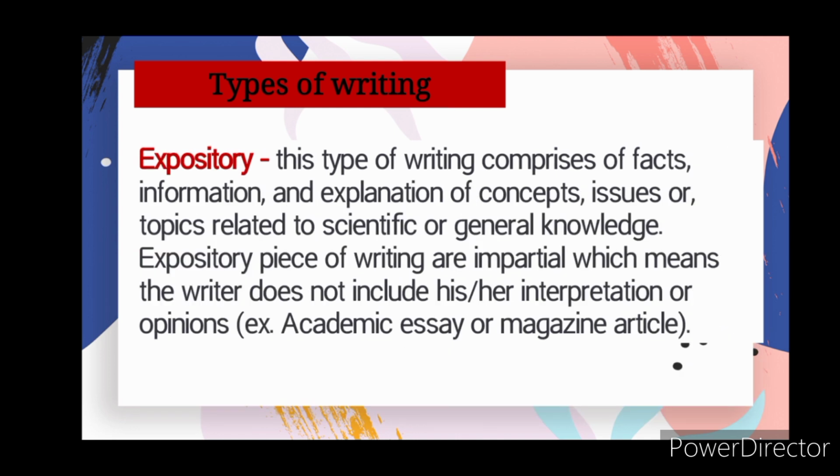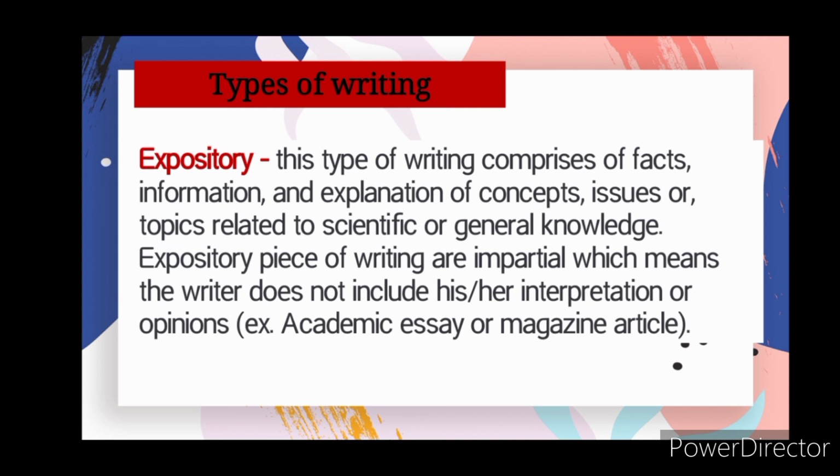The next type of writing is expository. This type of writing comprises of facts, information, and explanation of concepts, issues, or topics related to scientific or general knowledge. Expository pieces of writing are impartial, which means the writer does not include his or her interpretation or opinion. For example, an academic essay or magazine article.